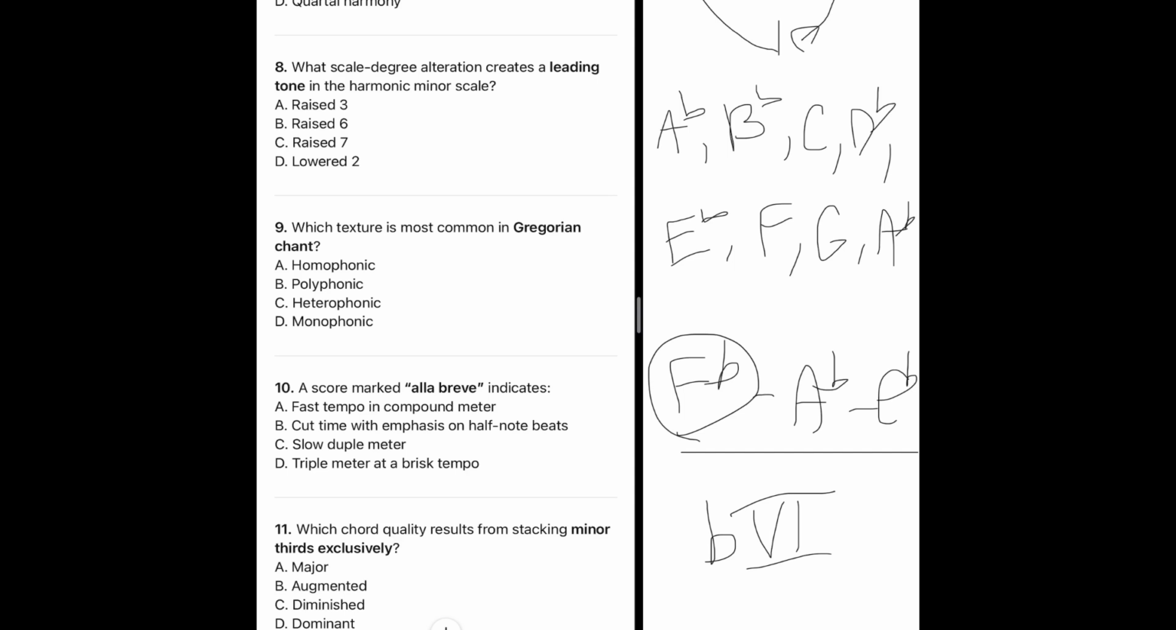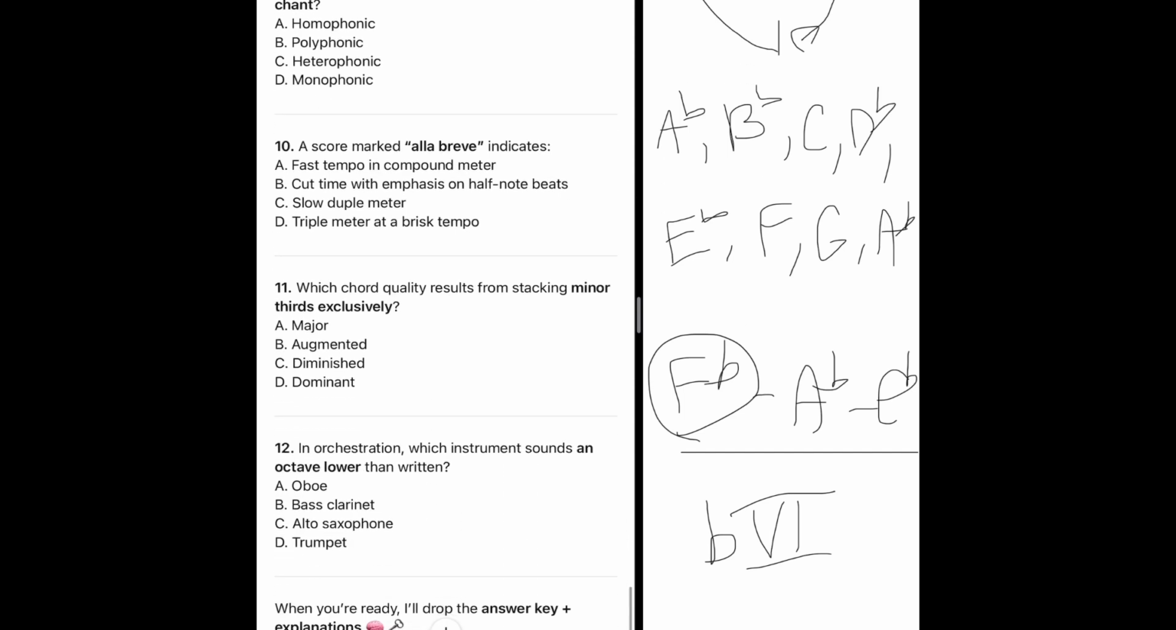What scale degree alteration creates a leading tone in a harmonic minor scale? Okay, so harmonic minor, thinking back to my definitions, natural minor lowers the third, the sixth, and the seventh. That is the typical minor scale. If I lower the third and the seventh, but then again raise that sixth, which I think is going to be B, it carries harmonic. So I'm going to go with B.